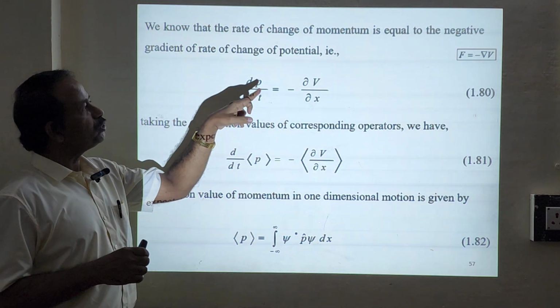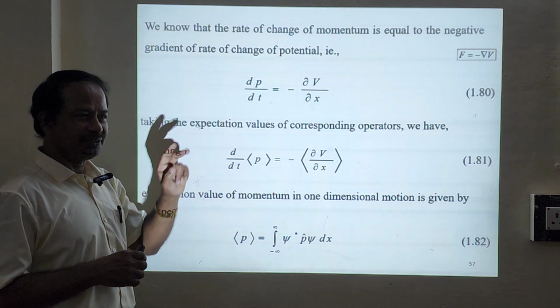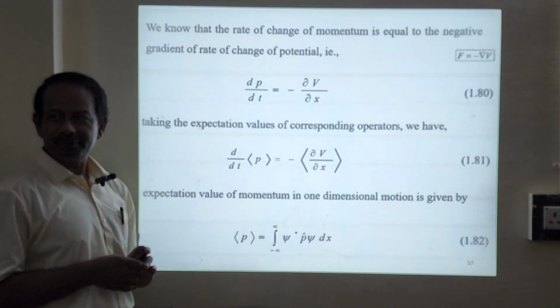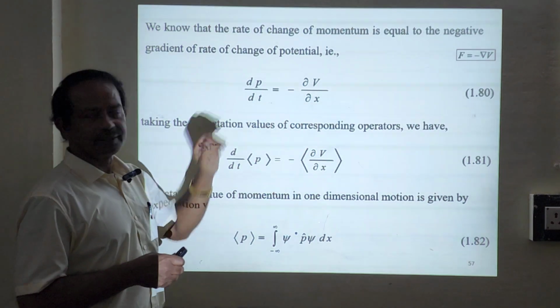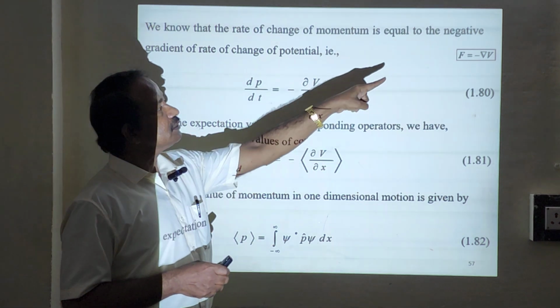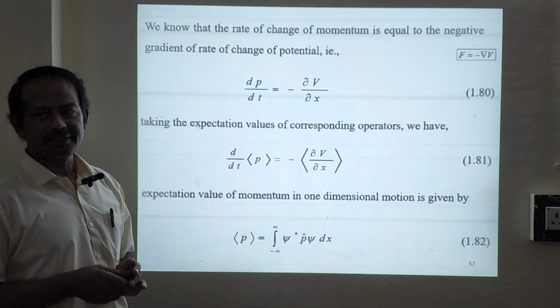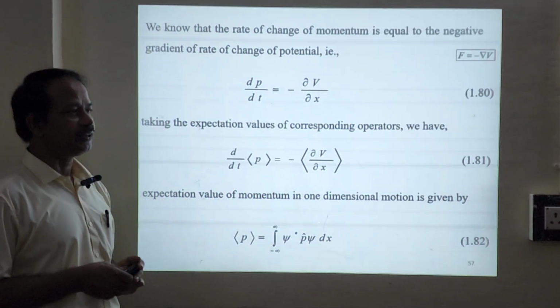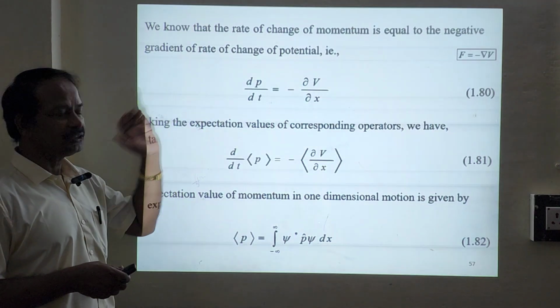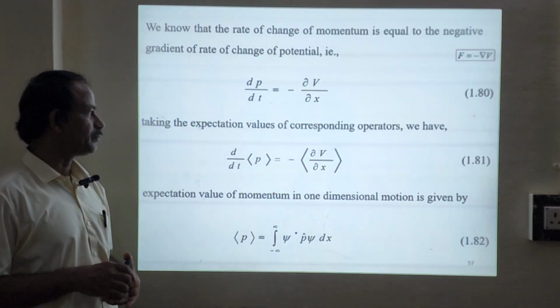So instead of force we can write dP by dt, Newton's second law. F equals dP by dt. So dP by dt is equal to, instead of del V, you can write dV by dx, the gradient of the field. So this is equation 1.80, a well-known equation which you have studied earlier.